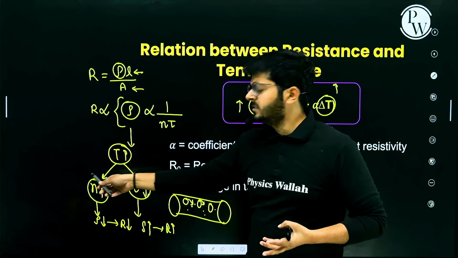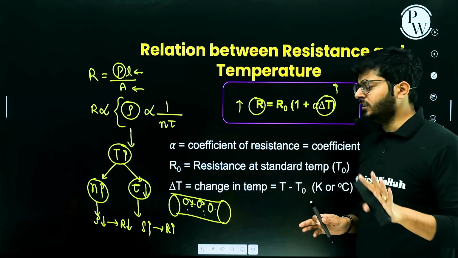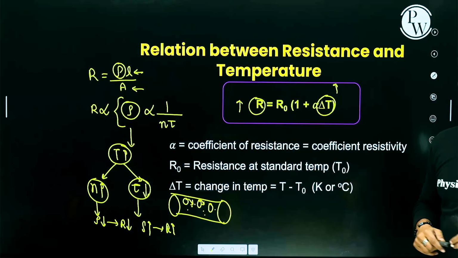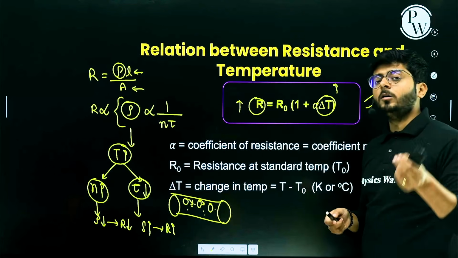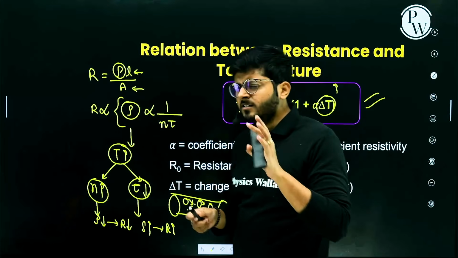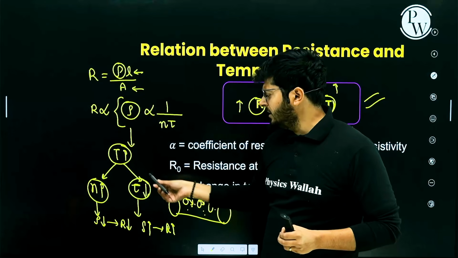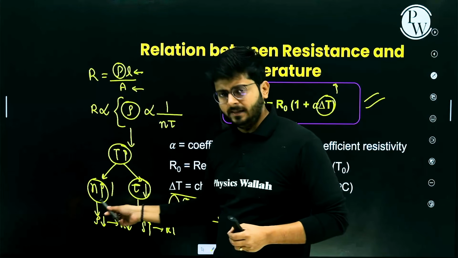So this factor is overshadowed by the second one, and this is why the conductors show an increase in resistance when you increase the temperature, and this formula is applicable. On the other hand, when we talk about the semiconductors, they do not have that many free electrons. So this relaxation time factor is not that prevalent. The first factor is dominating, right?